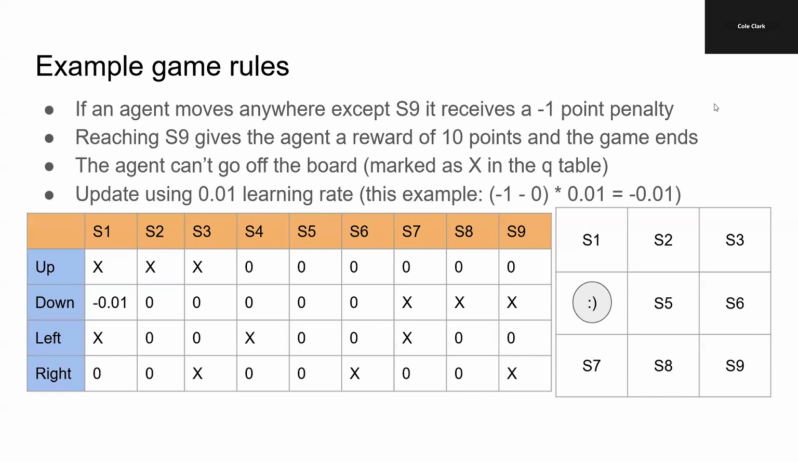If the agent moves down from state 1, it will receive a penalty of -1. We can then find the difference between this reward and our current Q value, which is -1. After multiplying by a learning rate of 0.01, we get a new Q value of -0.01. The learning rate is used to keep updates small and ensures that the Q table isn't changed too much by a single update.